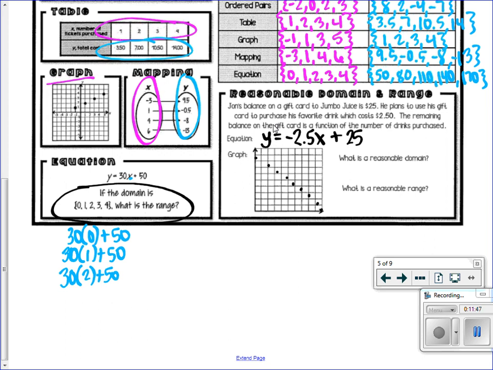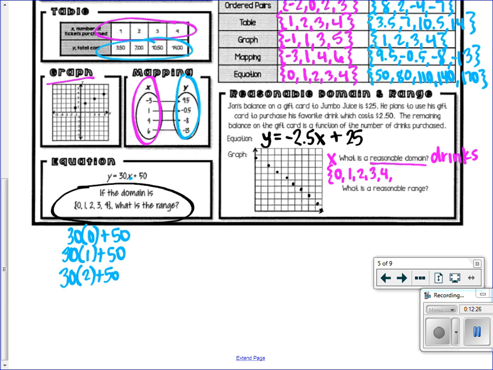So, reasonable domain. Domain goes with our x values. And what is x representing in that equation? Negative 2.5 is our slope. What is the variable representing? Drinks. So, if it's a discrete situation, when we write our domain, we make it a list. What's the smallest amount of drinks that he's going to purchase? 0. You could have 0 drinks. Then 1, 2, 3.